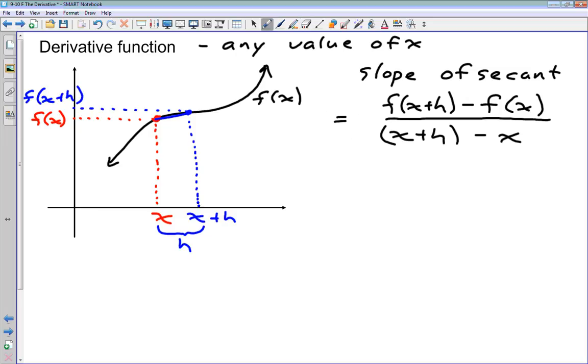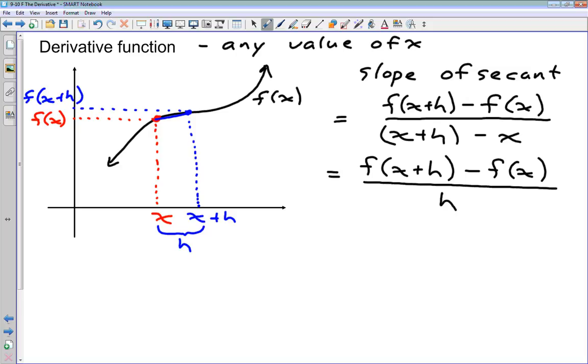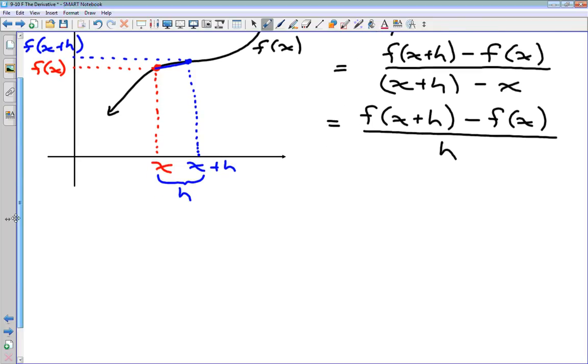Now, can we simplify this a little bit? Yes, we can. Because down in the denominator, we've got x plus h minus x. So we can simplify this. We keep the numerator the same, f at x plus h minus f at x, all over h. So that's the slope of our secant. Now, to find the slope of our tangent, we are just going to take h and make it smaller. If we make h smaller and smaller, we're moving these 2 points closer and closer together. So our secant lines become more and more like a tangent line.